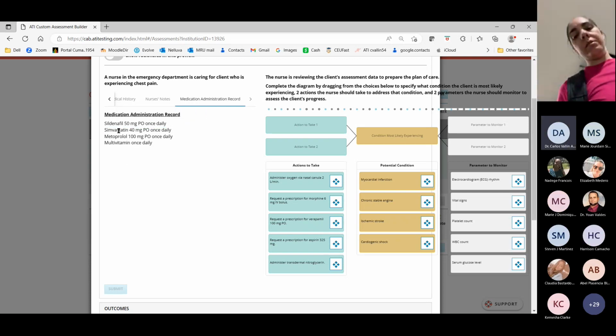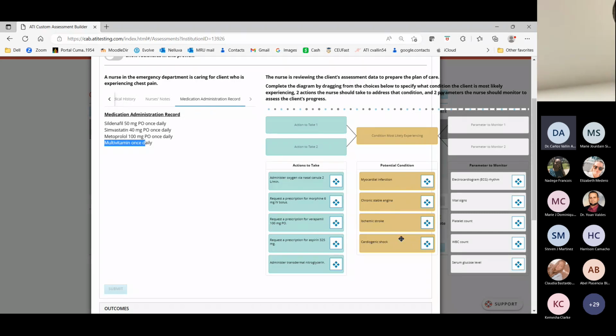Simvastatin, this is a statin that is frequently prescribed for people with high cholesterol and ischemic heart disease. Metoprolol, which is adequate, okay, for people with ischemic heart disease, multivitamins. Okay, so let's see what is the most important diagnosis here.